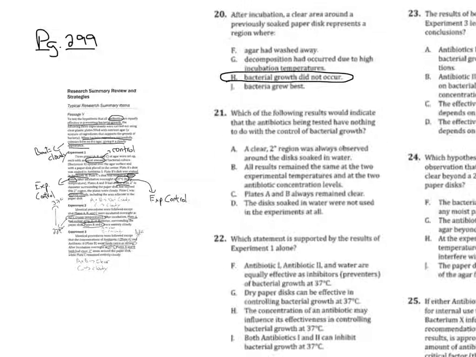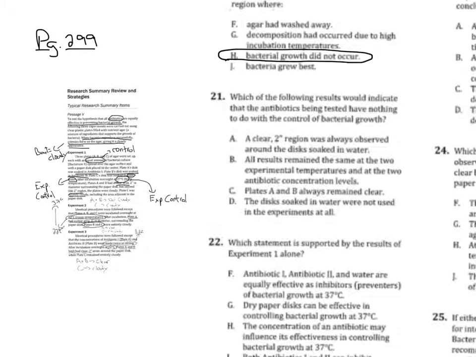Alright, let's look at 21. 21 says, which of the following results would indicate that the antibiotics being tested have nothing to do with the control of bacterial growth? So we know that our control was water, right? We used it here as our control, where we soaked disc C in water. So let's go through our choices.